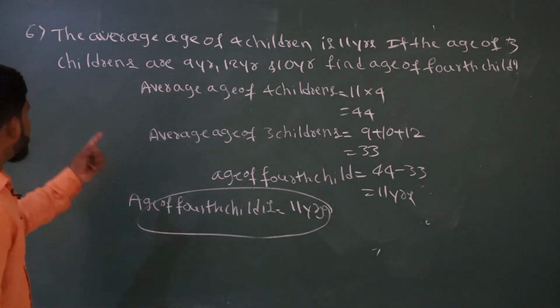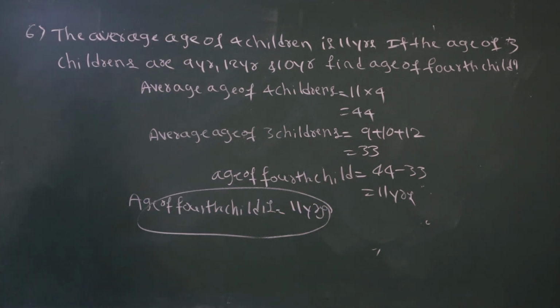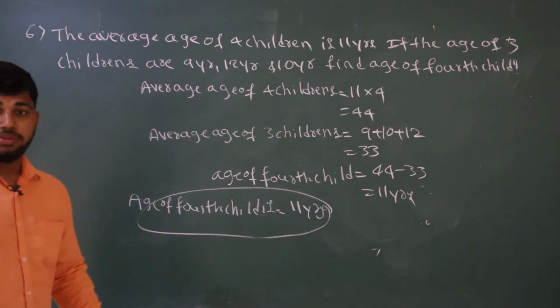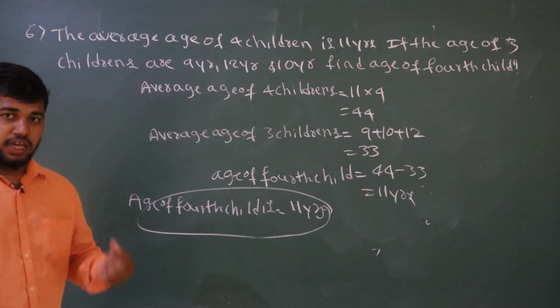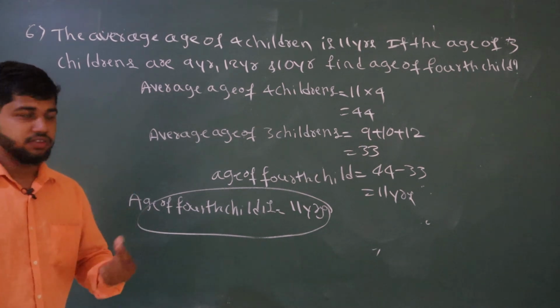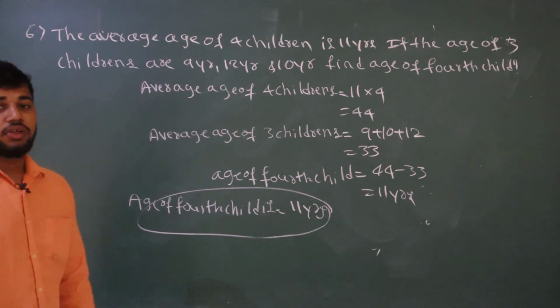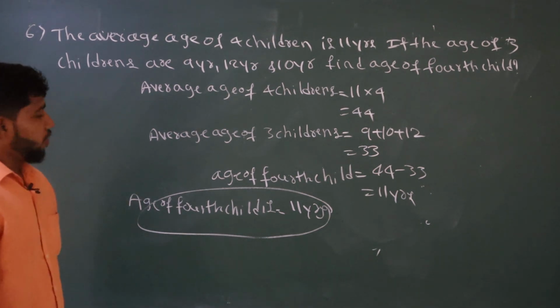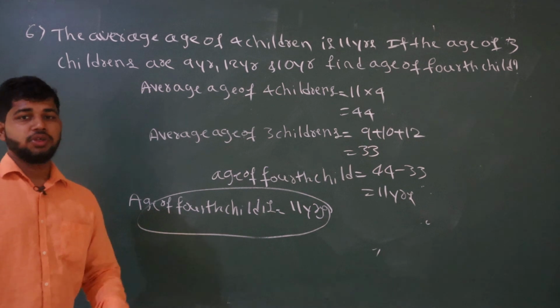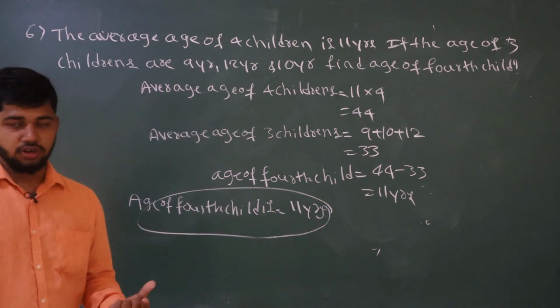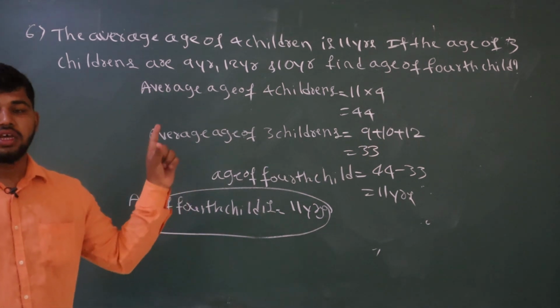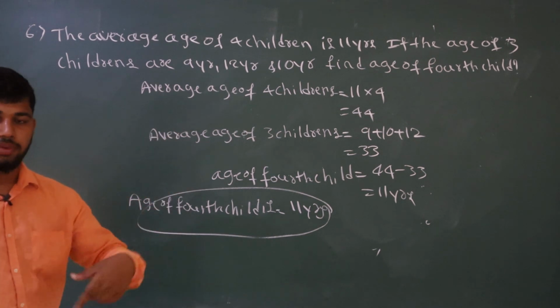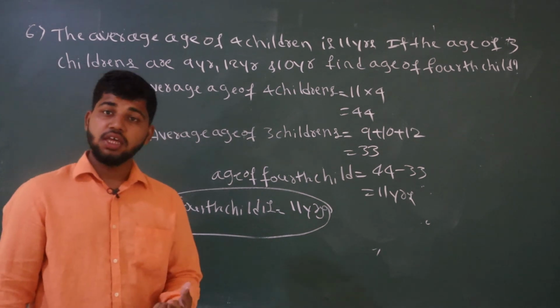Now what is the problem they gave? The average age of the 4 children is 11 years. The ages of 3 children are 9 years, 12 years and 10 years. Now find the age of the 4th child. First we have to find the total age of the 4 children. 11 into 4, if you multiply, you will get 44.